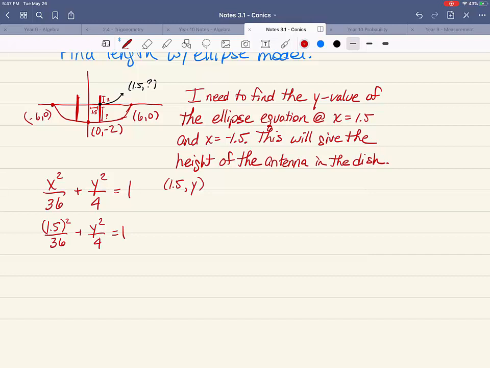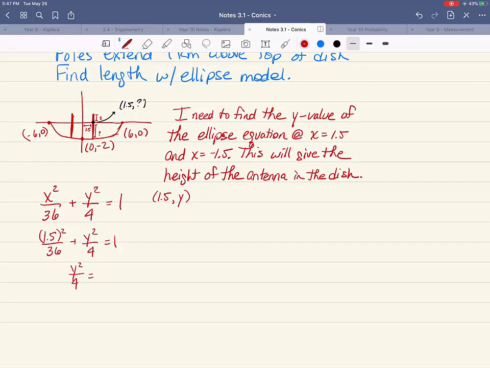Now, if you take the 1.5 squared over 36 and move it over, it's going to come out to be negative 0.0625. You will subtract that from the 1, and then you will multiply it by the 4 to get the 4 off the bottom, and you get y squared equals 3.75. So the y value there is going to be plus or minus the square root of 3.75. The y value there happens to be negative 1.9365.